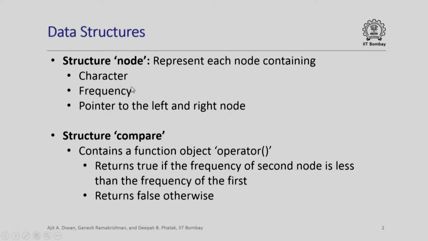Now, since we want to impose an order on the nodes that they appear, we will require a function to compare two different values. So, there is a structure called compare which contains a function object. This particular function object will return true if the frequency of the second node is less than the frequency of the first. Otherwise, it will return false. This will help us to compare two frequencies.